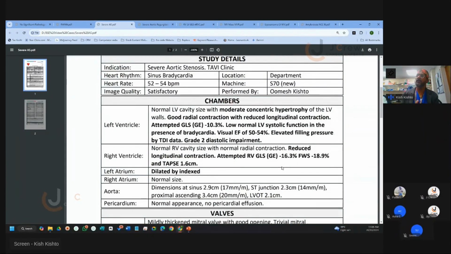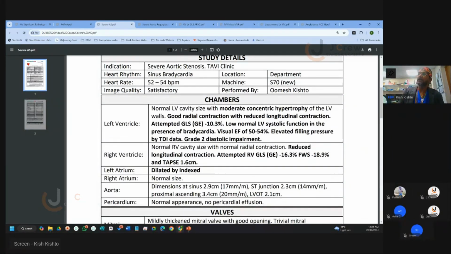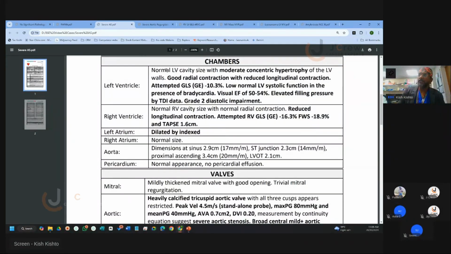So again, we knew this patient already had AS. He was in the TAVI clinic before we sent him for a TAVI, and he was sinus brady with a heart rate of 52, 54. I've described the LV: moderate concentric hypertrophy, with good radial contraction. Sometimes the LV could be contracting well radially, but longitudinally there's hardly any. So I describe that as good radial contraction with reduced longitudinal contraction.